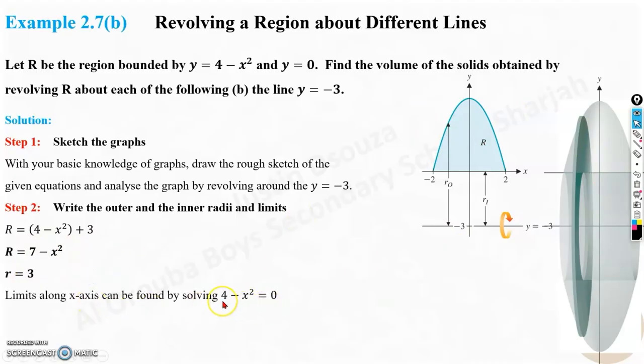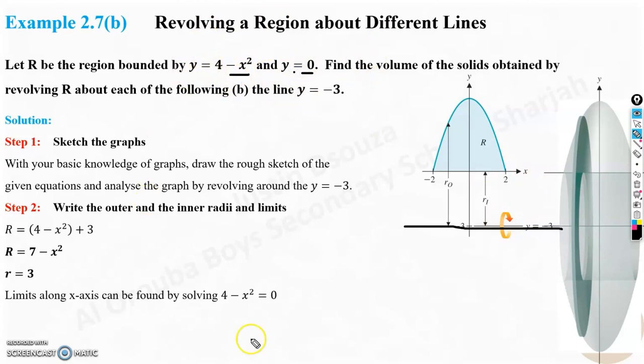Now, how do we find the limits? This is along which axis? Y axis. Sorry, along x axis. I mean, see, it is not along the x axis, it is along the line y equals minus 3. Where is the line y equals minus 3? It's over here, right? Minus 3, it's straight. Now, you're revolving similar to the x axis, right? So everything in terms of x. So it's fine.